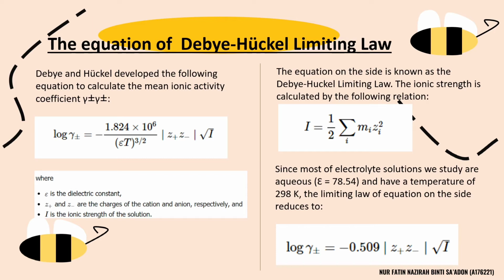The next one is about the equation of the Debye-Hückel limiting law. Debye and Hückel developed the following equation to calculate the mean ionic activity coefficient. The equation is the Debye-Hückel limiting law. The ionic strength is calculated by the following relation. Since most electrolyte solutions we study are aqueous and have a temperature of 298 Kelvin, the limiting law equation reduces to, as you can see at the bottom of the picture.